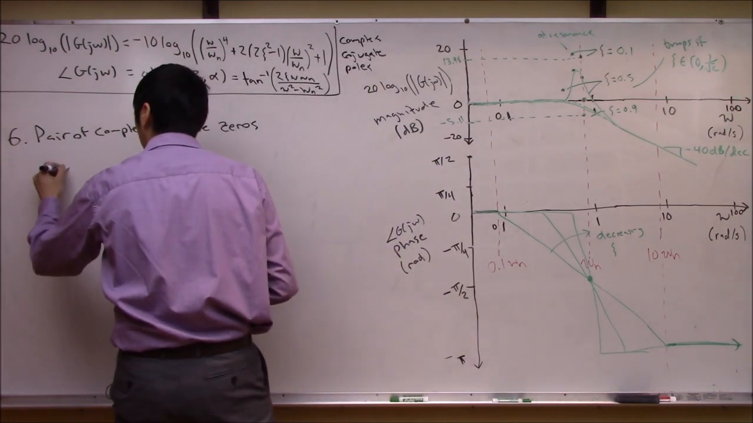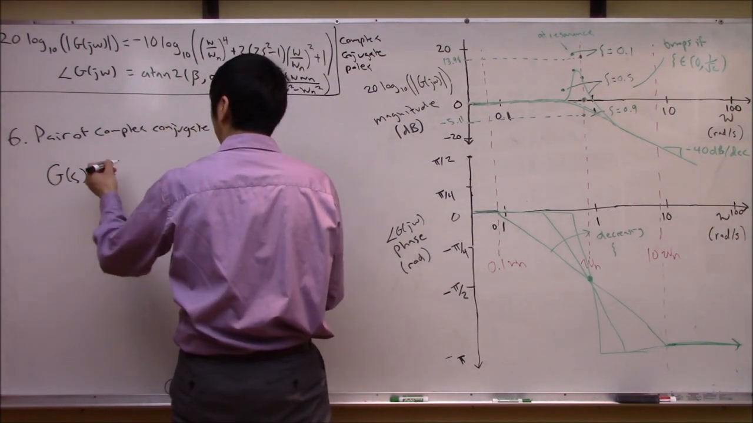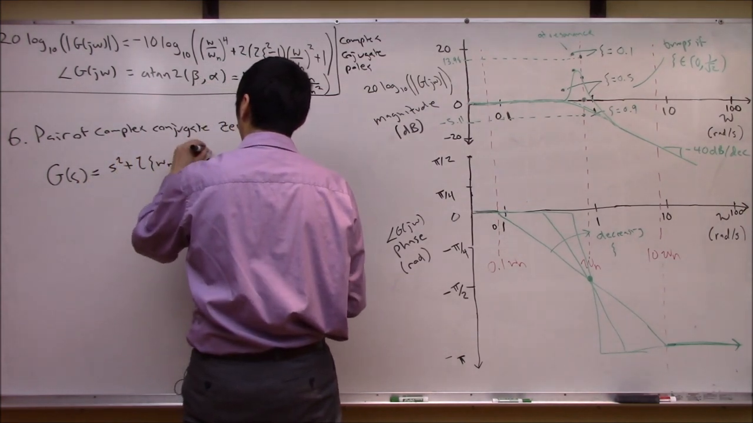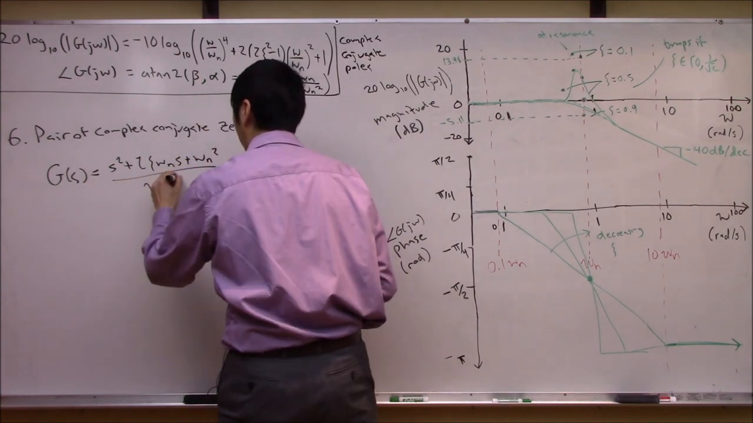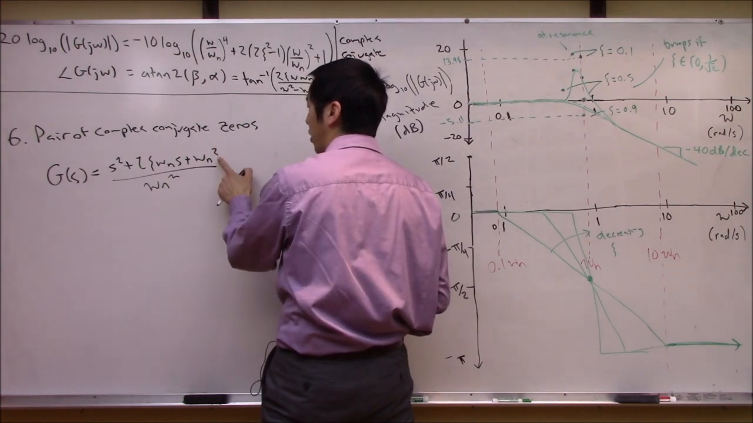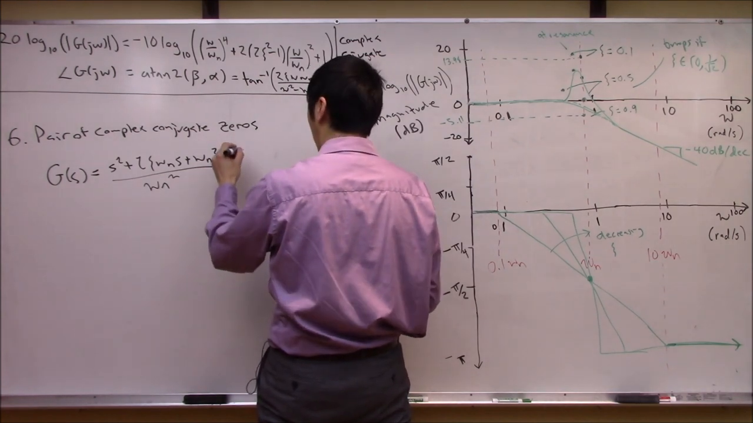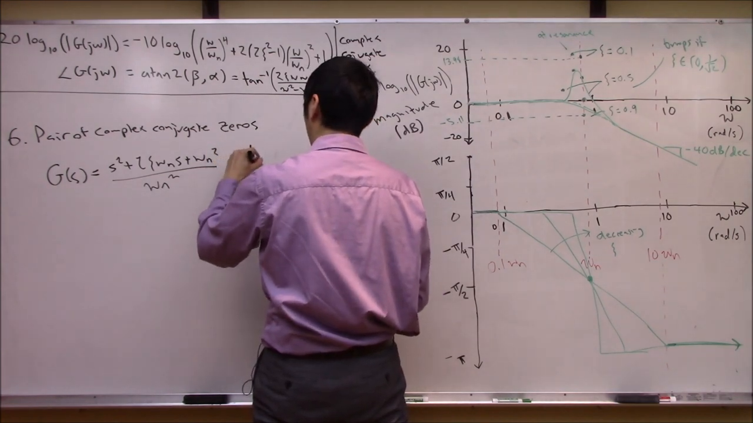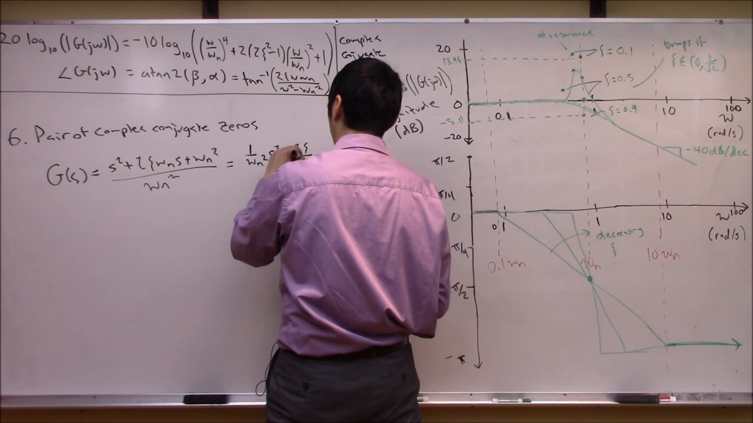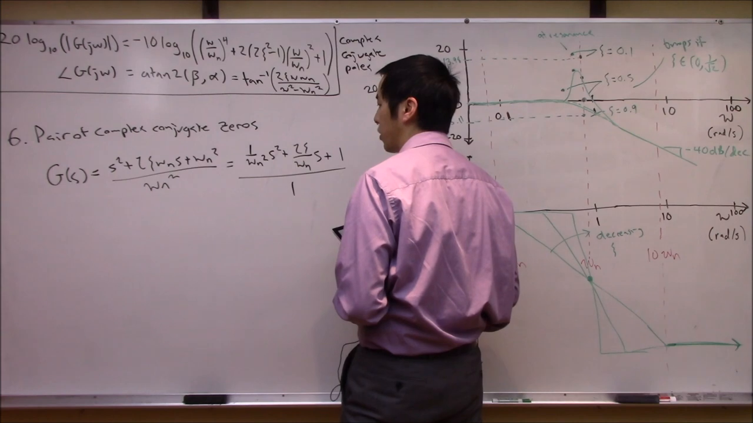So now what we're going to do here is consider a transfer function which just looks like s squared plus 2 zeta omega n s plus omega n squared all over omega n squared here. And again, we're going to renormalize this and write this in the standardized Bode plot format, where I want the constant of the numerator to be a 1. So in other words, I want to write this as 1 over omega n squared times s squared plus 2 zeta all over omega n s plus 1 here, right? And I guess you can write this over 1 if you really want to, okay?